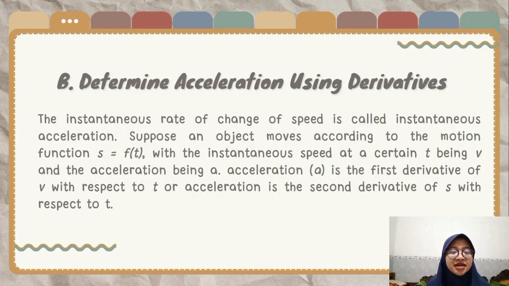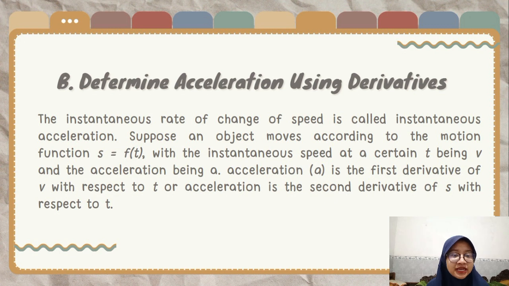B. Determine acceleration using derivative. The instantaneous rate of change of speed is called instantaneous acceleration. Suppose an object moves according to the motion function s equals f(t), with the instantaneous speed at a certain t being v and the acceleration being a.